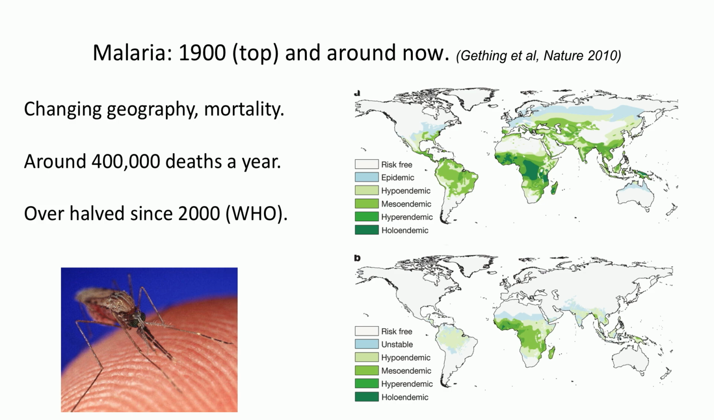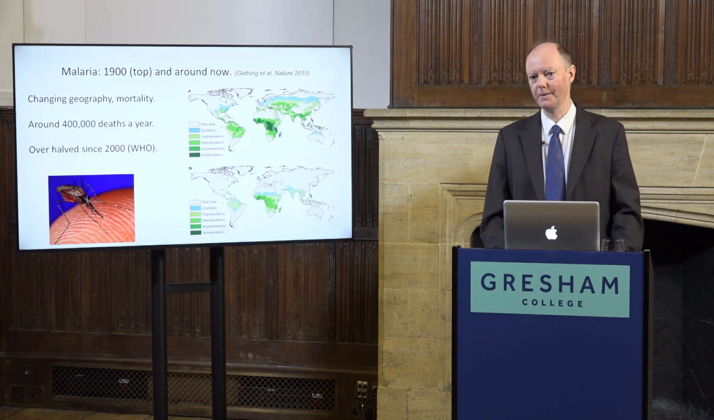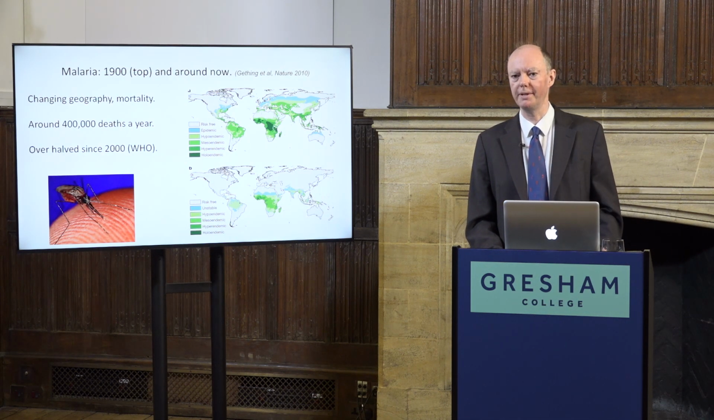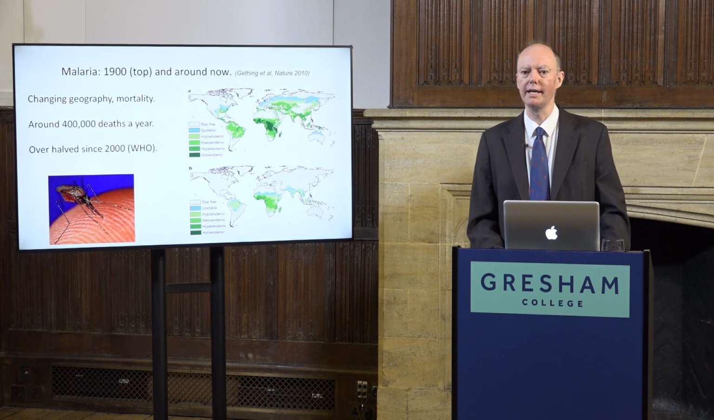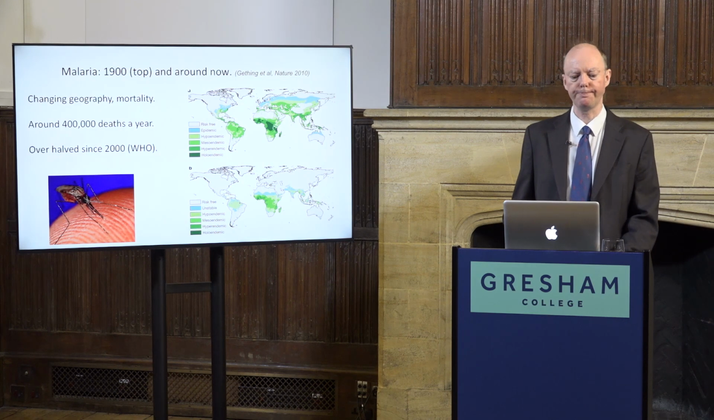Malaria is a good example of this. There are still around 400,000 deaths a year from this disease. But due to much better prevention and treatment, this is a massive improvement from where it was in the year 2000, where just short of 1 million people a year died. So that is an over-halving of deaths over that time. That's an astonishing improvement where a major disease has both moved geographically and reduced in its importance.